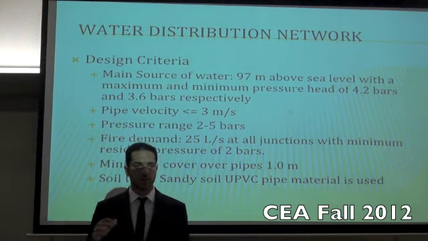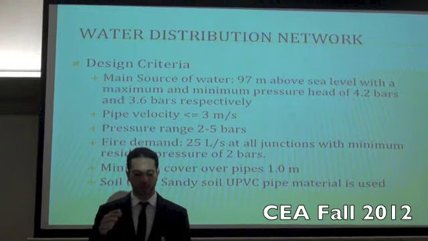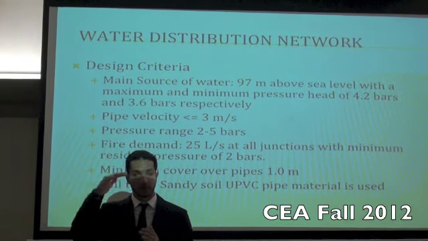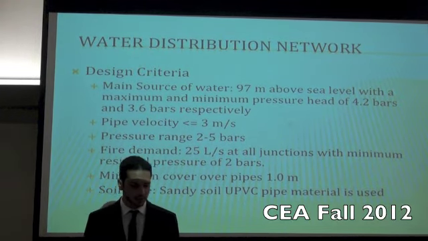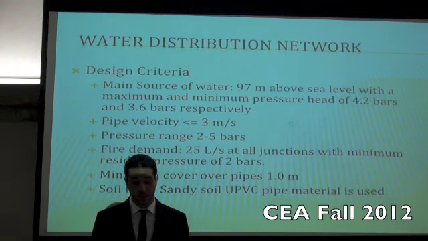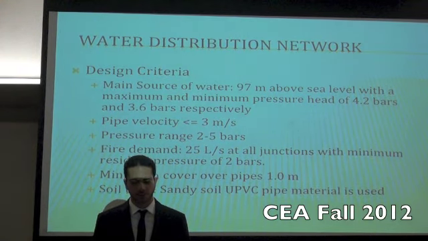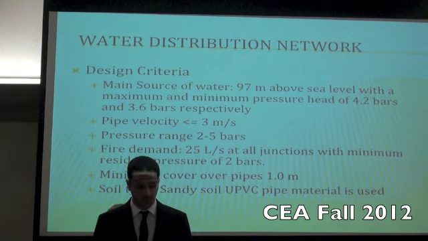And of course, the minimum cover for the pipes below ground level will have to be 1 meter to avoid any damage to the pipes due to live loads. The soil type for our complex in general is sandy soil, so UPVC pipe material is found to be suitable for this type of soil.